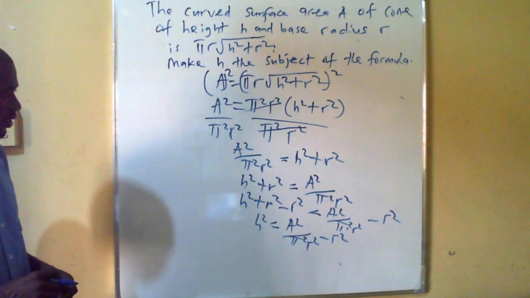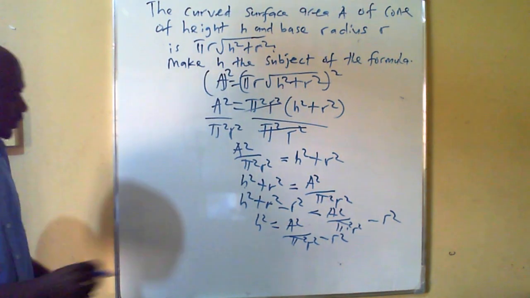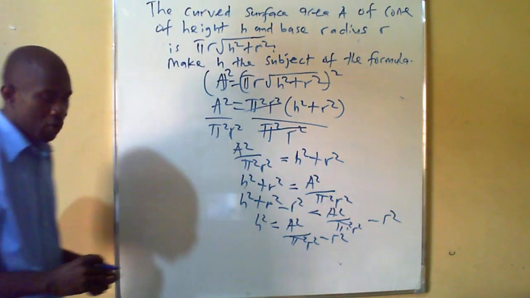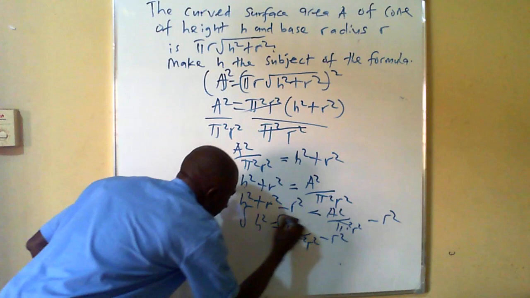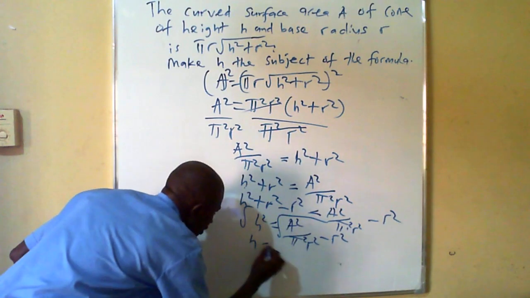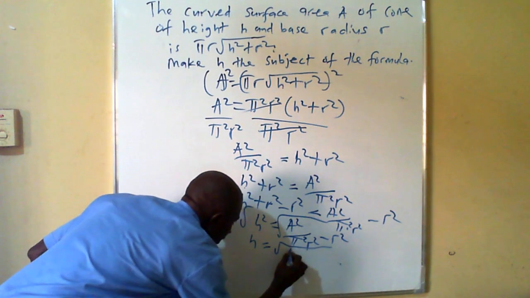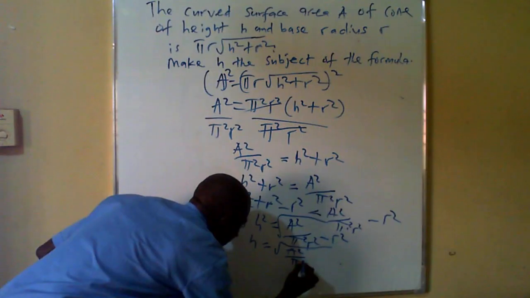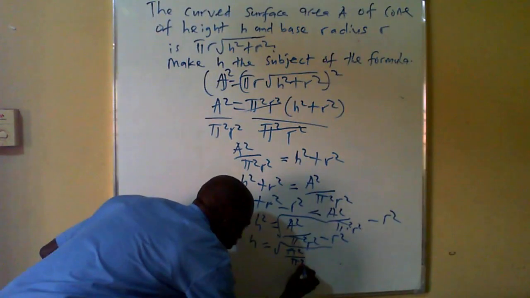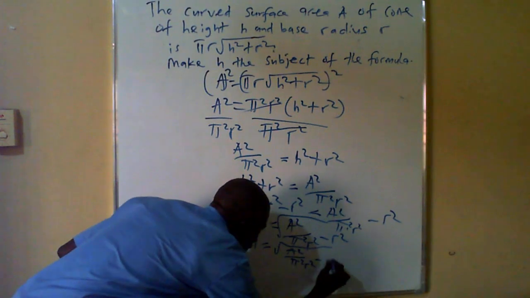The next thing is we're looking for h, so we're going to square root both sides to remove this square. If you square root both sides, you have h is equal to the square root of A² over π² r² minus r².